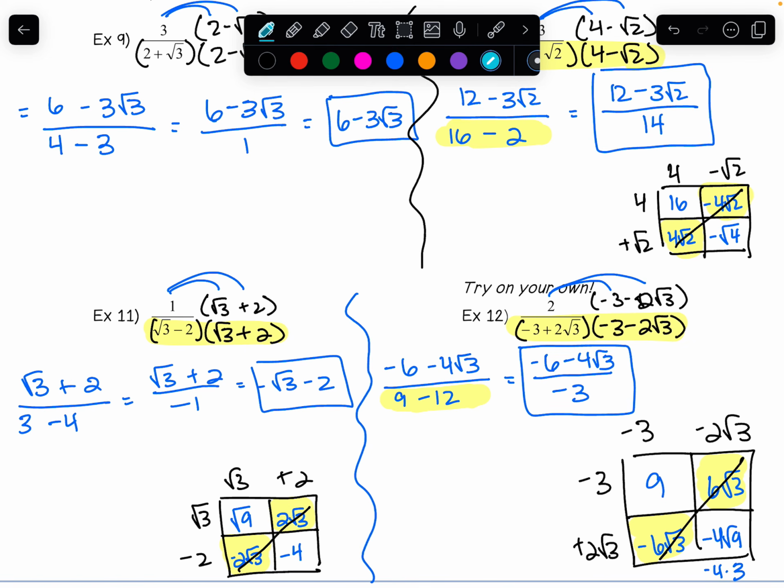Something that I notice is that every single thing is negative. So if I reduce by negative 1, I'll have 6 plus 4 square roots of 3 over 3. If this was a test or a quiz and you left your answer like this, 9 times out of 10 I would take that. Because technically speaking, the only way to reduce here is negative 1. But just be careful and mindful of that.